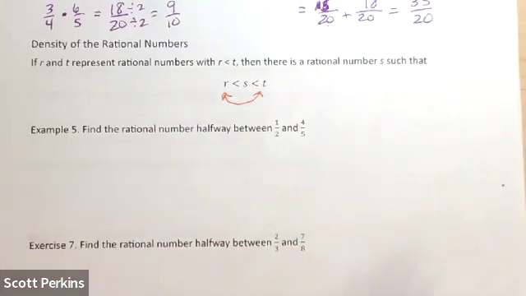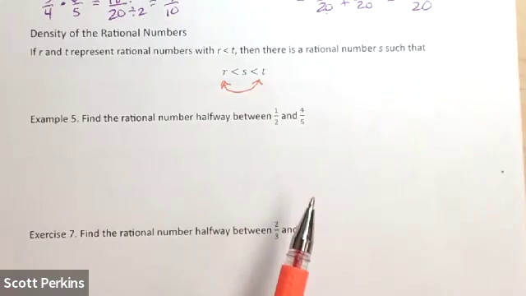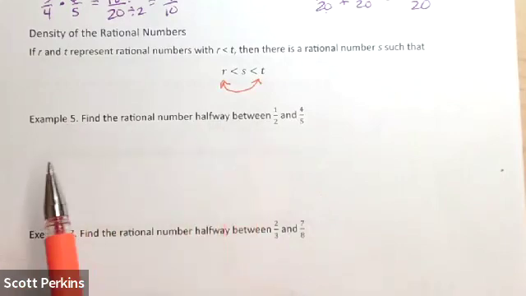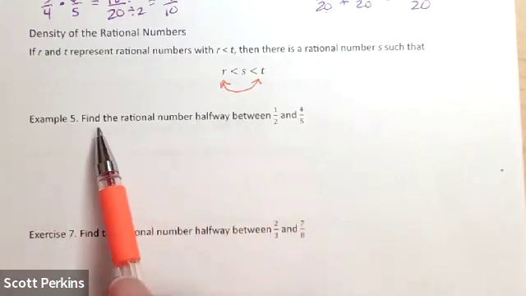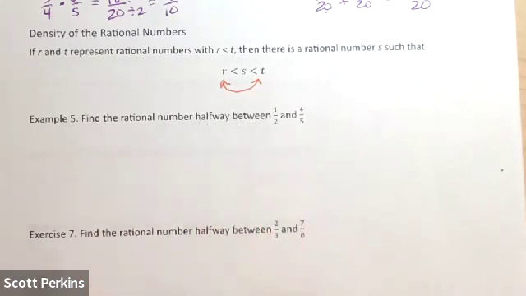And so we're just going to talk about finding one of those. The quickest, easiest, cleanest way to do that is what we're going to do. This is my example, then you're going to do the same thing. We're going to find a rational number halfway between 1/2 and 4/5. All you're going to do for this is first add them up, and then the second thing you're going to do is divide by 2.